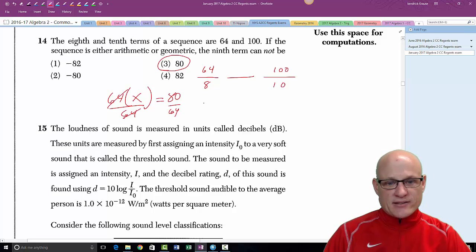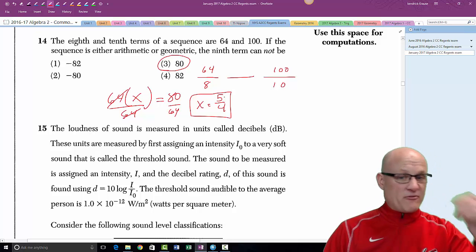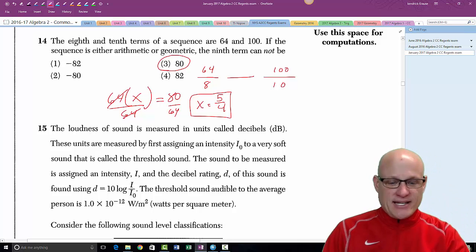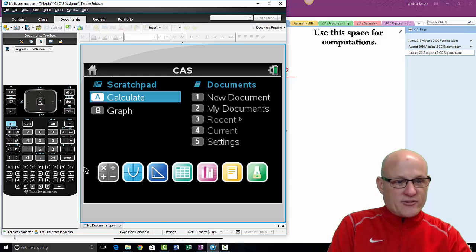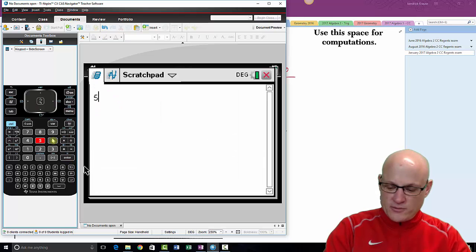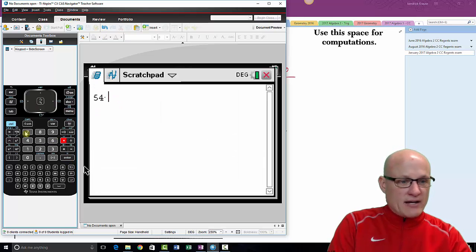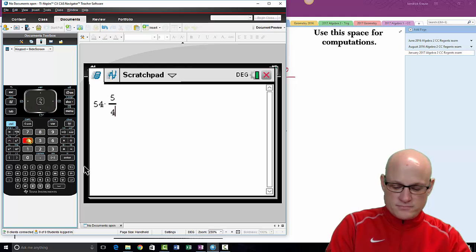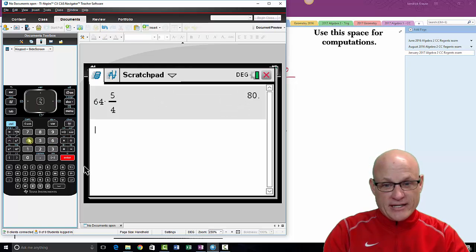Now if you reduce that, 10 over 8, 5/4. So you get 5 over 4. That means my geometric ratio would be 5/4. So if I take 64, and I'm going to use my calculator for this, and multiply it by 5/4, I should get 80.